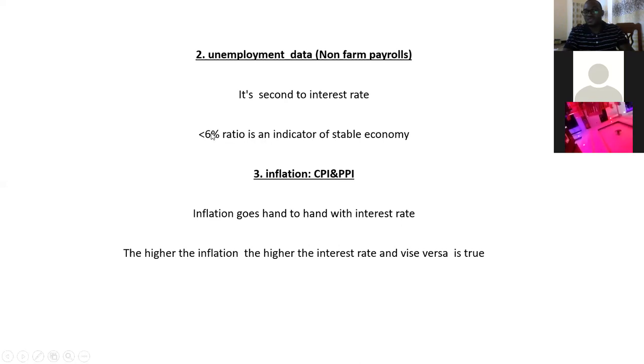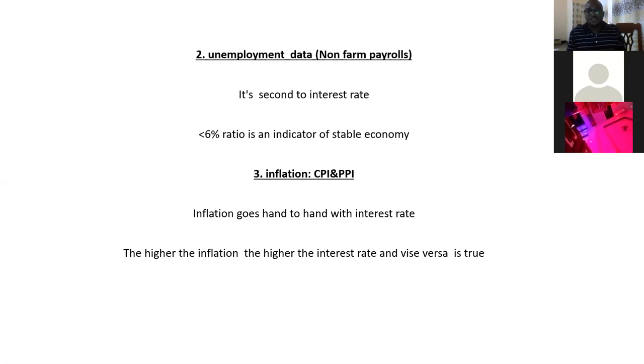You have to focus on this number. If unemployment data is less than 6%, that is an indicator of a stable economy. But if unemployment data increases and goes higher than 6%, it's worse. That one is worse for the economy. Yes, that's very important for you to understand.